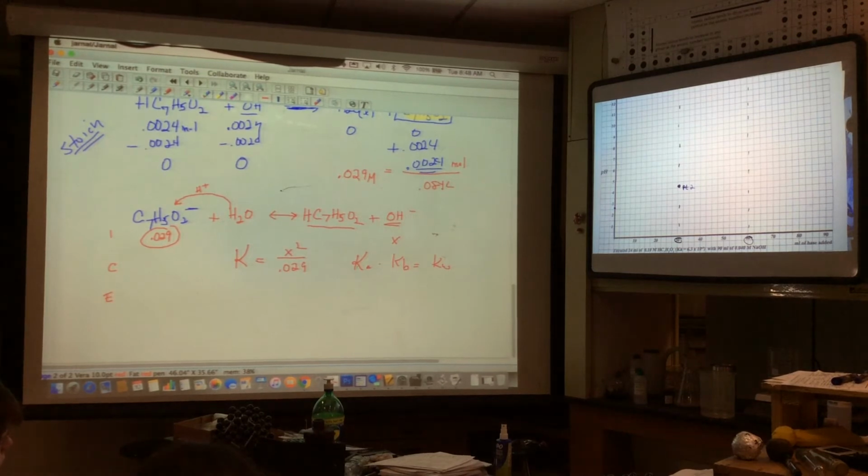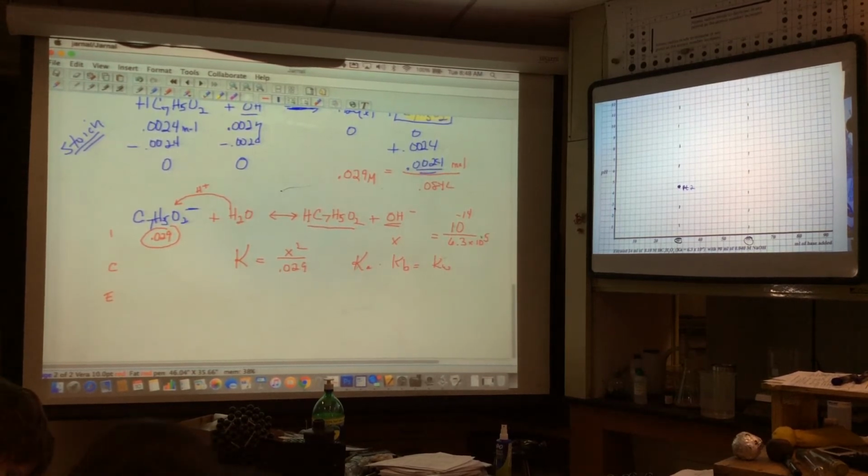So your Kb is equal to 10 to the negative 14 over my Ka, which was 6.3 times 10 to the negative 5, right? No? Okay. I'm amazed that I remembered that. What's the Kw stand for? Oh, it's the equilibrium constant for water.